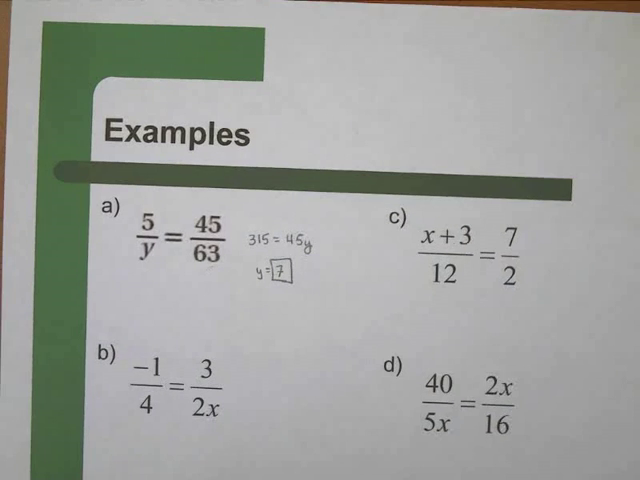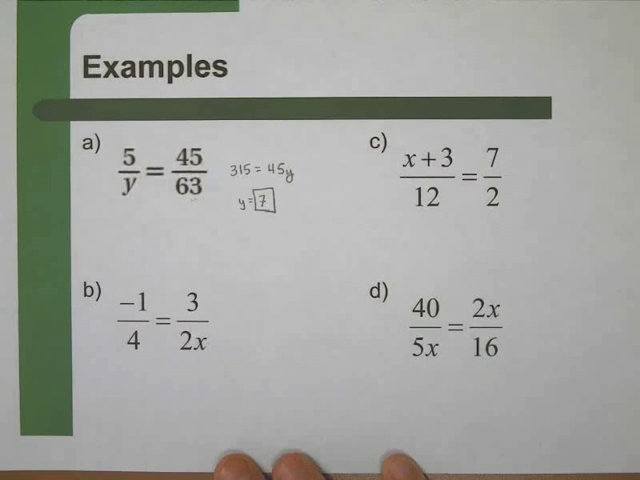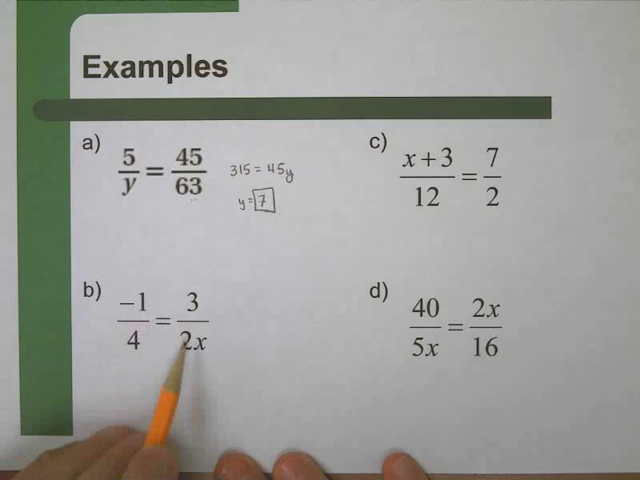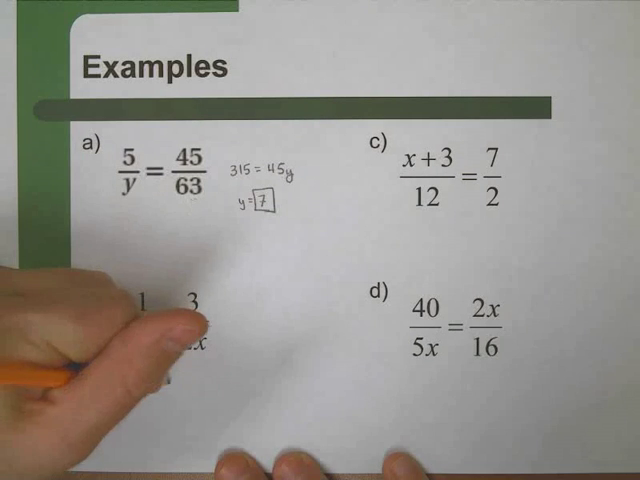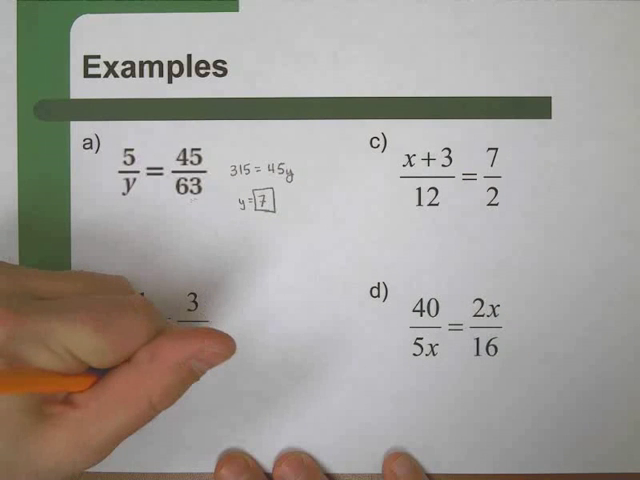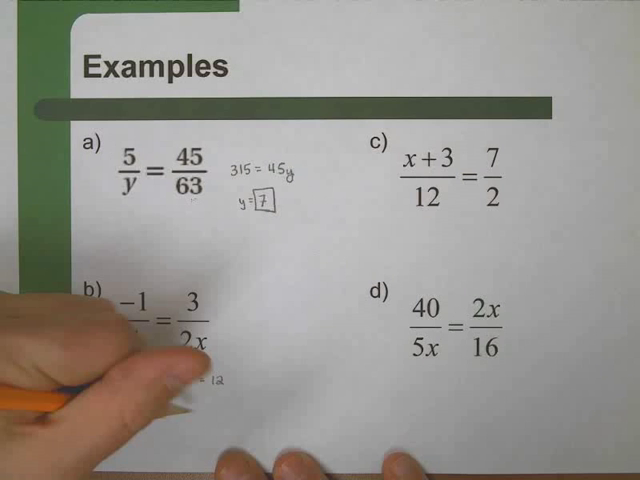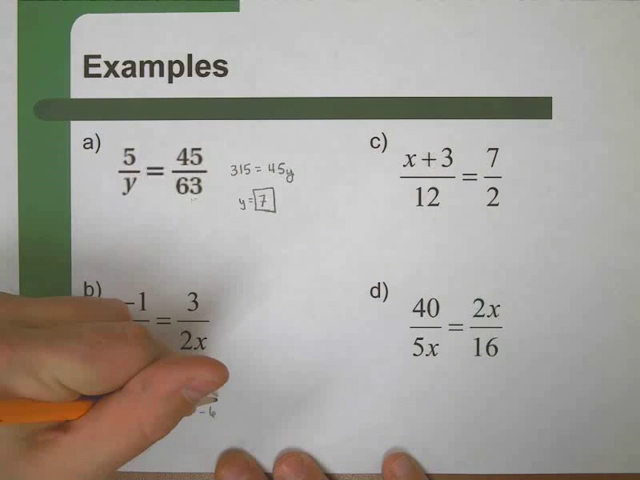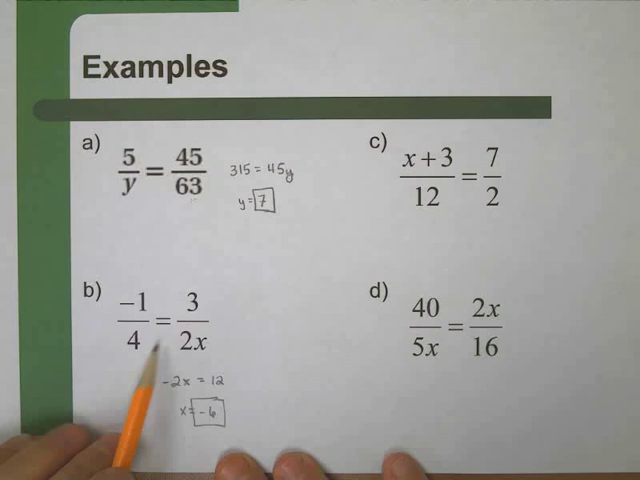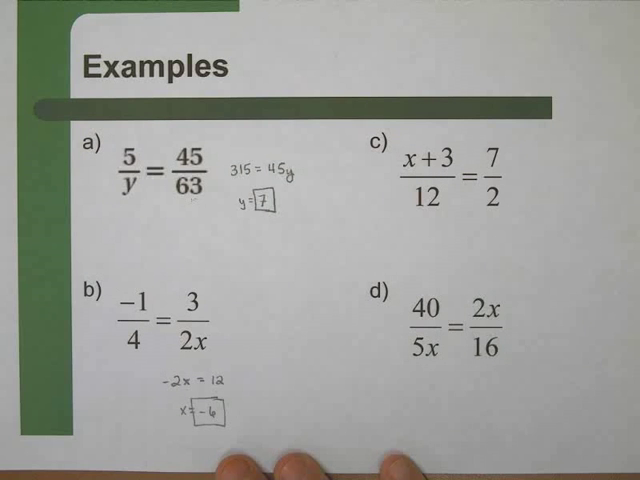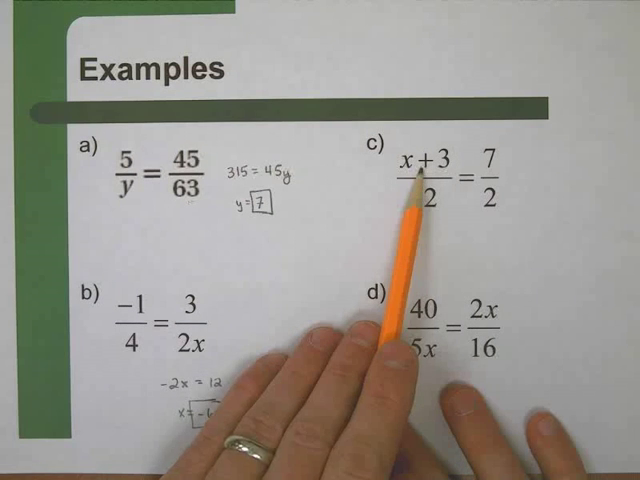Down here, example B. On this one, I've got a negative, so a negative times a positive gives me a negative. Be careful with that. So I have negative 1 times a positive 2x, which is negative 2x. On the other side, I have 3 times 4, which is 12. If x times negative 2 is equal to 12, I divide both sides by negative 2, and x would be negative 6. So negative 1 over 4 is equal to 3 over 2 times negative 6. That's what I'm saying.